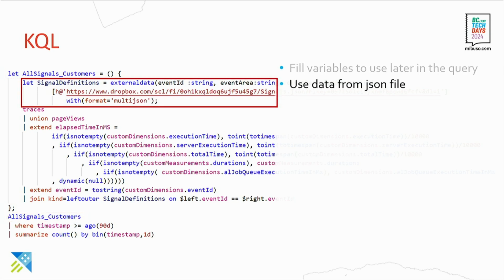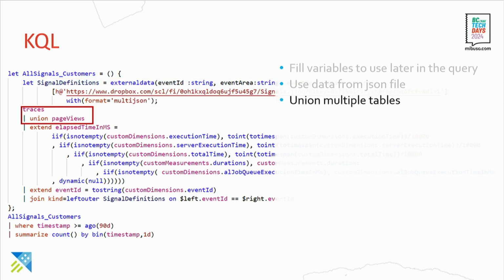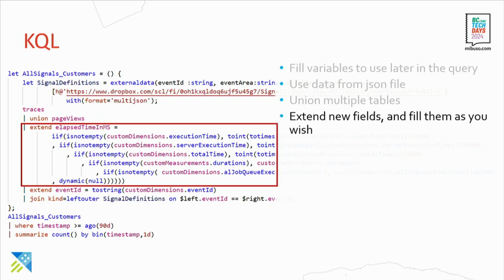I can use data from even a JSON file. This is an example where I download a JSON file from Dropbox and read that as a table. I can union two tables together, the traces table and the page views table. By the way, these are two tables that Business Central is filling with trace data, with signals. And you can just union whatever you like, but be smart with that. I can extend. Within the query, I can build new fields containing values of other fields, maybe concatenating if something is true. So, if execution time is that, then take that field. If the other one is not empty, then take that field. If that one is not empty, take that field.